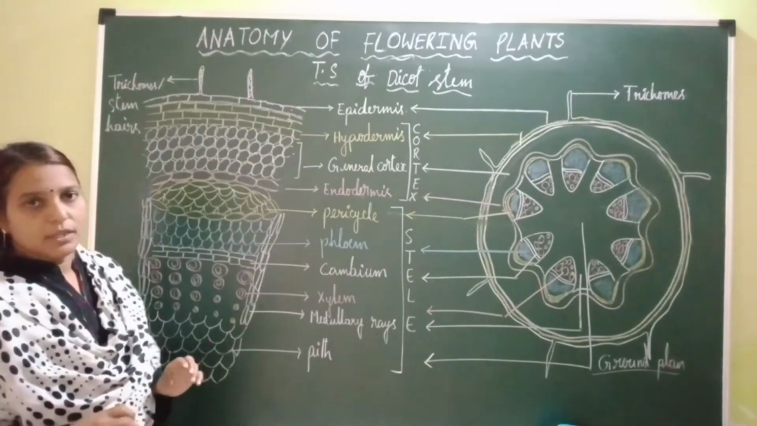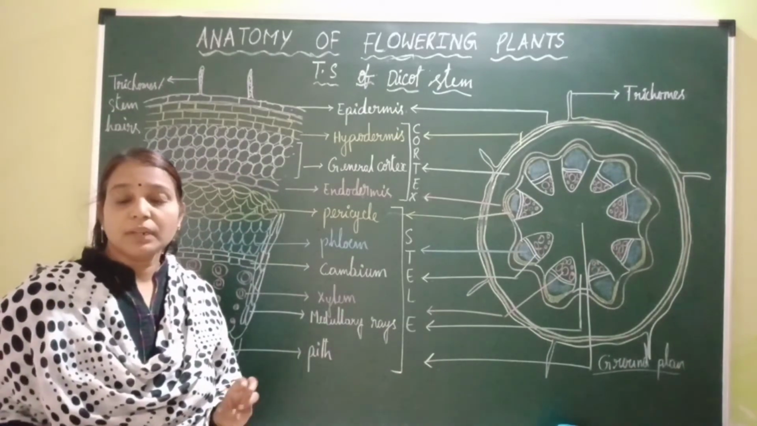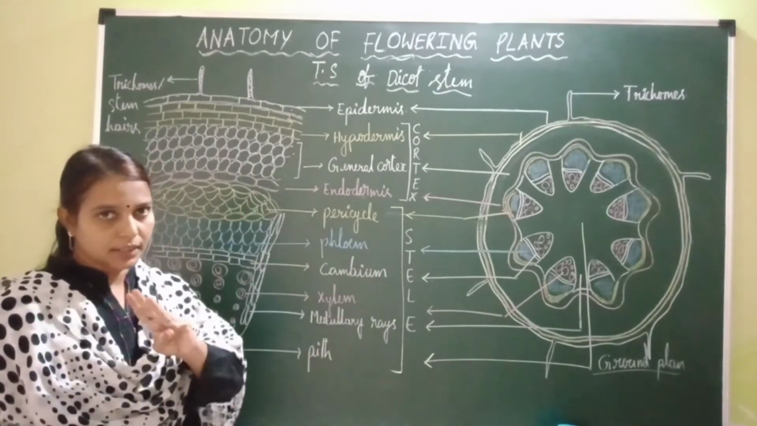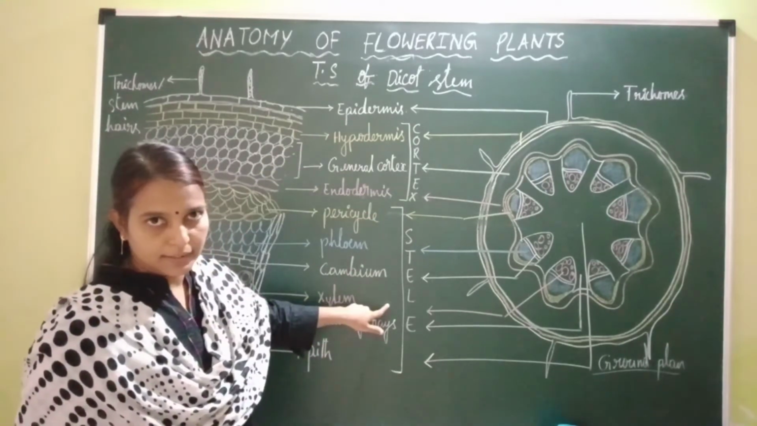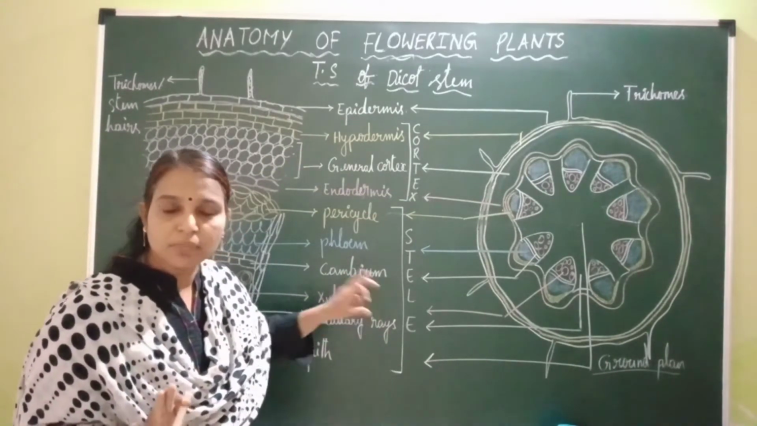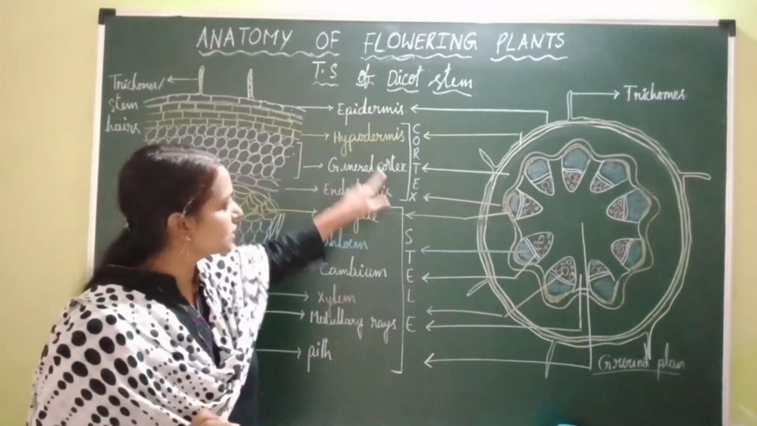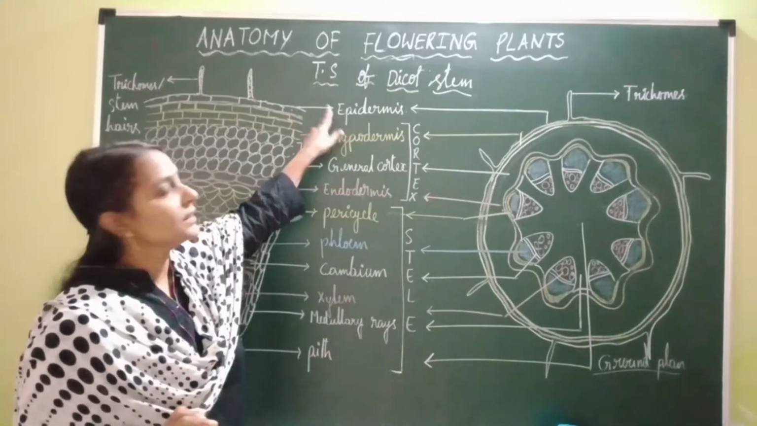Right? Okay. So the transverse section of dicot stem consists of three layers, three regions. They are epidermis, cortex and stele. In the transverse section of dicot stem, three regions are present: epidermis, cortex and stele. Now let's start with epidermis.